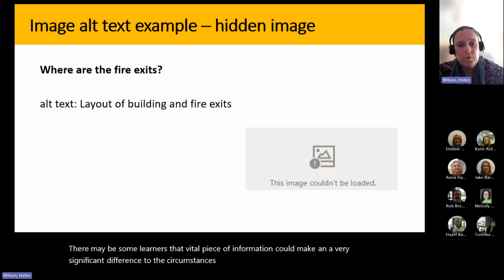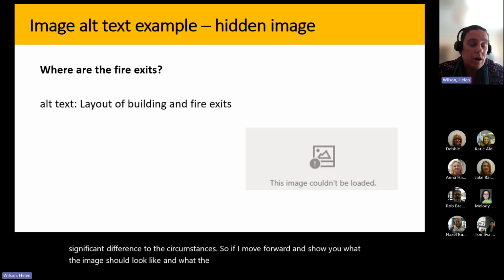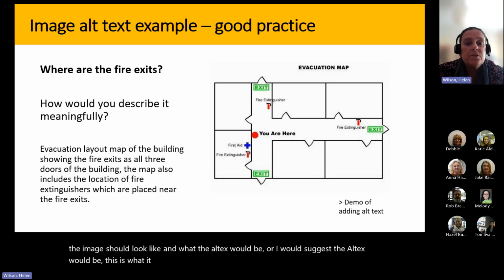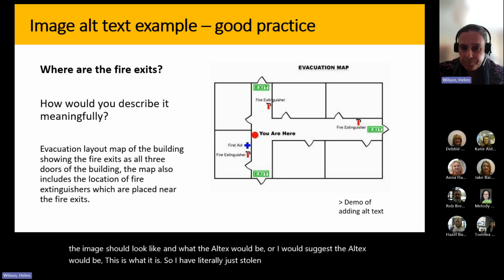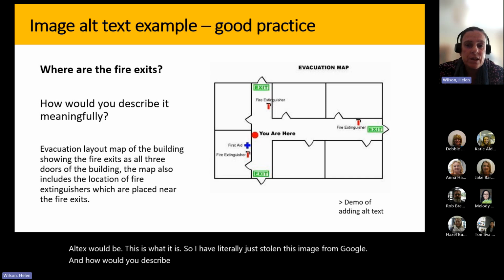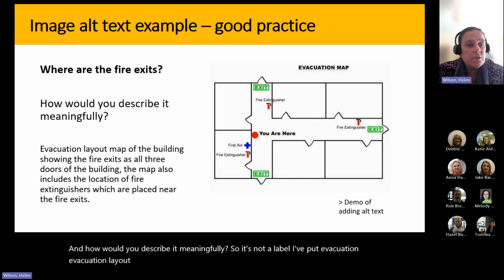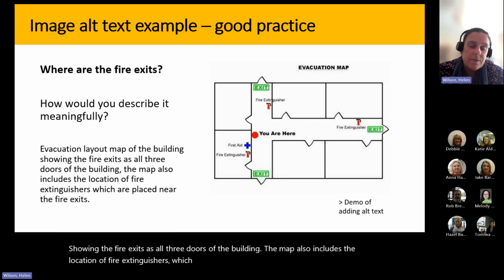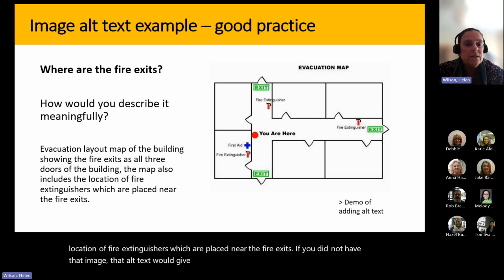So if I move forward and show you what the image should look like and what I would suggest the alt text would be, this is what it is. I have literally just taken this image from Google, and how would you describe it meaningfully? So it's not a label. I've put evacuation layout map of the building, showing the fire exits as all three doors of the building. The map also includes the location of fire extinguishers, which are placed near the fire exits.